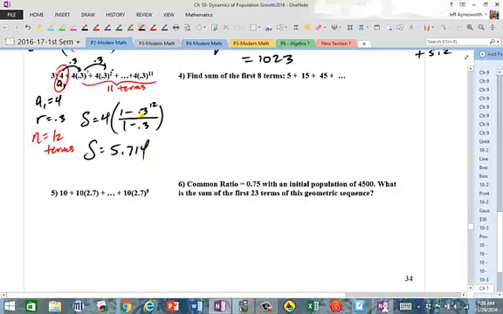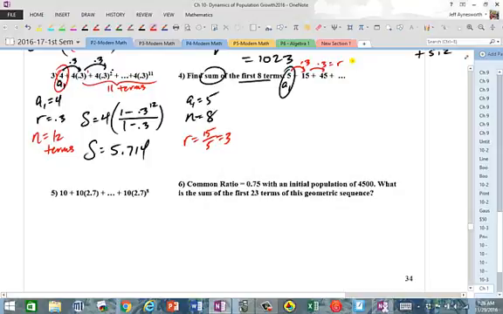You just have to know how to set it up, and then you have to know how to use your technology properly. Okay, on number 4, we got the first term is 5. So A1 is 5. We want the first 8 terms, so n equals 8. The common ratio from 5 to 15, so r is equal to 15 divided by 5, which is obviously 3. You got to multiply times 3 here, times 3, and so on. So that's r.